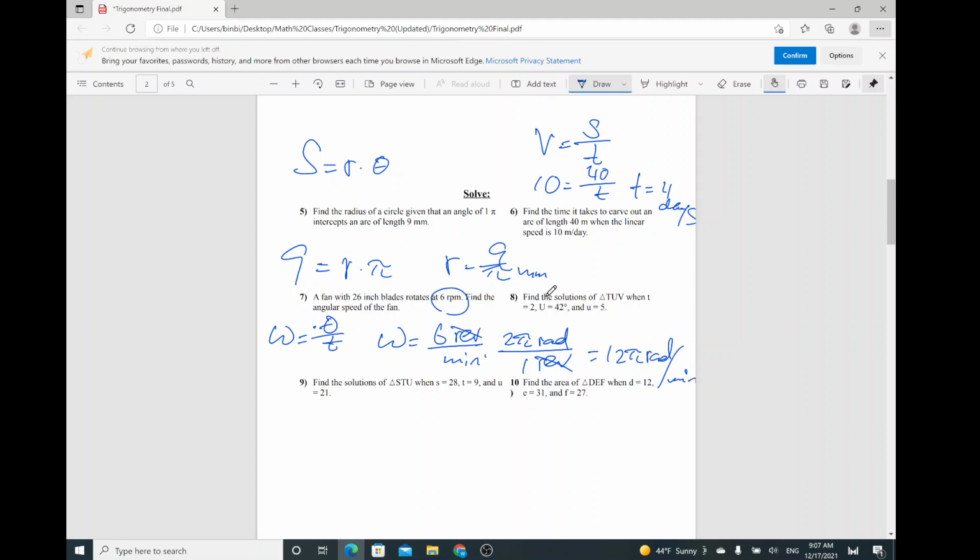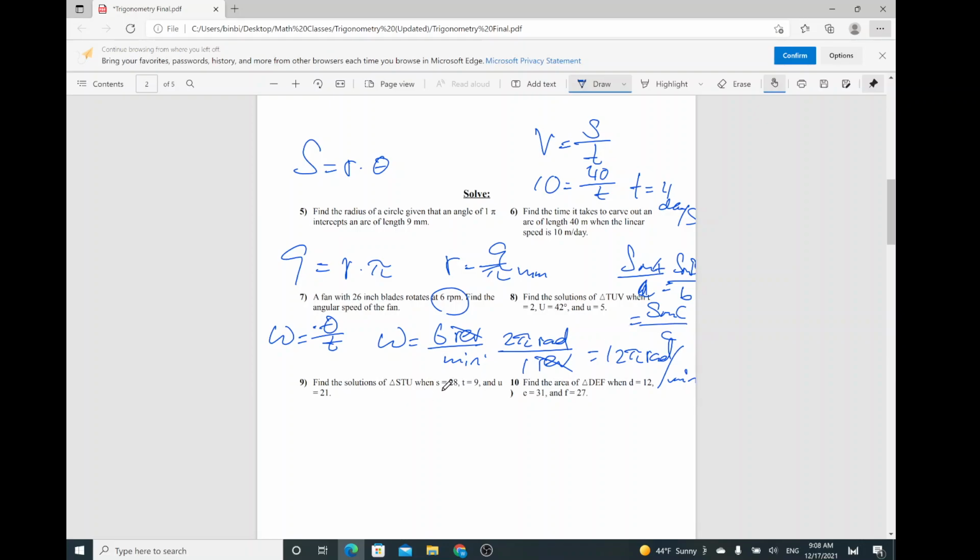Okay. And the other one is about finding the triangle. So this one looks like it's given the angle. So this one using the law of sine to find out what that is. So it's always like sine of capital A over little a equals sine of capital B over little b. And so that equals sine of capital C over little c. So find the solution of this one.